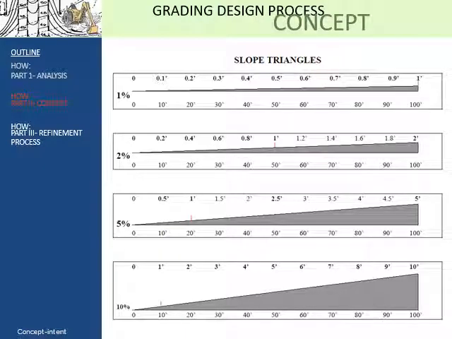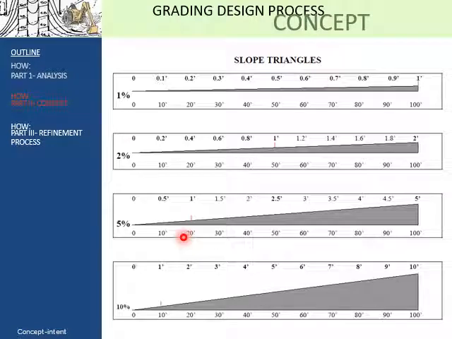So here we've given you 4 example slope triangles, and they're actually very simple. They simply represent what is slope at a 1%. All it means is that for every 100 feet you go horizontally, you go 1 foot vertically. Likewise for 2%, for every 100 feet horizontally, 2 feet vertically, 5%, 100 feet horizontally, 5 feet vertically. You get the basic idea.